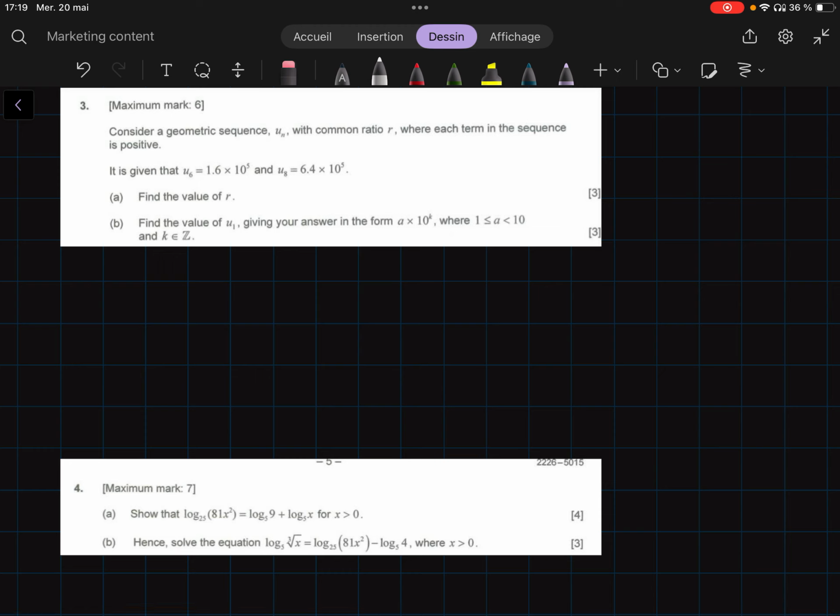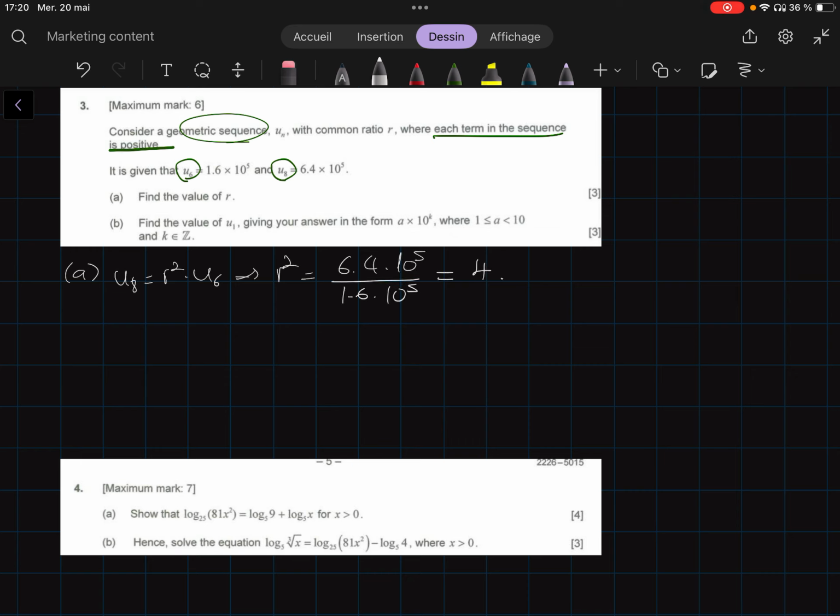Freebie. You have a geometric sequence. You have U6, you have U8. You also know all the terms are positive. We know that U8 is r squared times U6, so therefore r squared is going to be this guy divided by that guy, and this will get you 4. This means that r is equal to plus or minus 2.